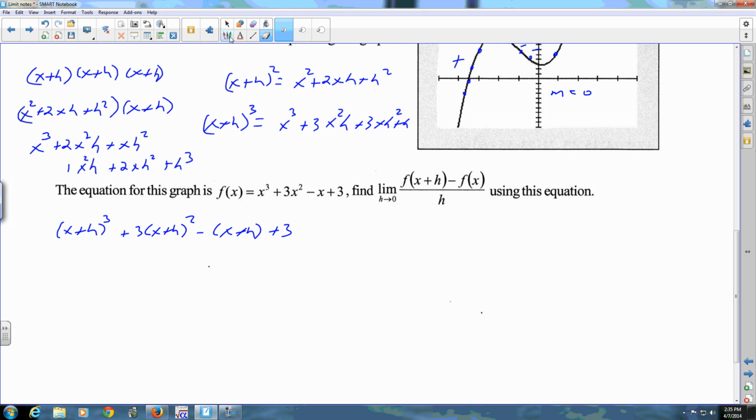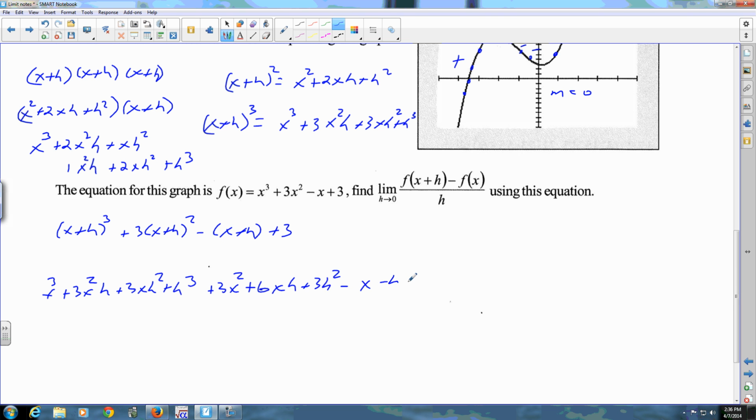Okay, so let's go put that back. Oops, it was a 3 that I erased. Sorry about that hesitation there, folks. There we go. So (x plus h) cubed is that. So I got x cubed plus 3x squared h plus 3xh squared plus h cubed, plus 3 times (x plus h) squared. So plus 3x squared plus 6xh plus 3h squared. You out of breath yet? Minus x minus h plus 3.